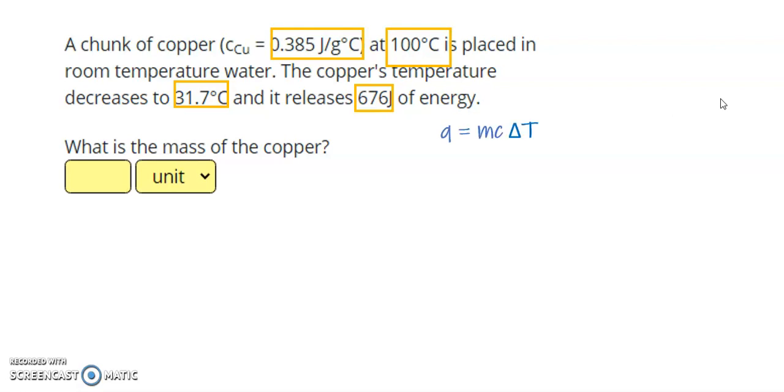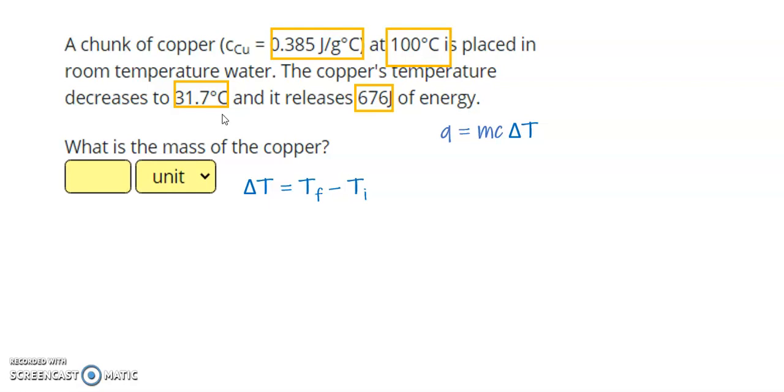So we can use the equation Q equals mc delta T. We know Q. We're looking for M. We know C. We need to find delta T. To find delta T, we can use the equation delta T equals final minus initial temperature.